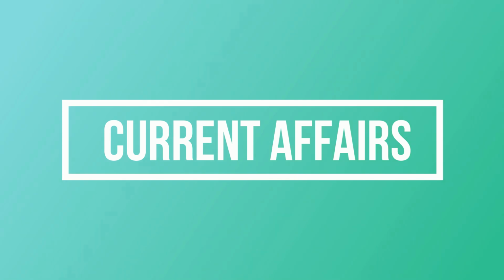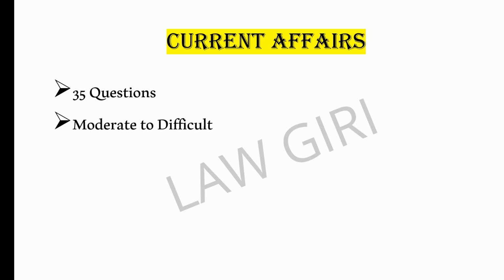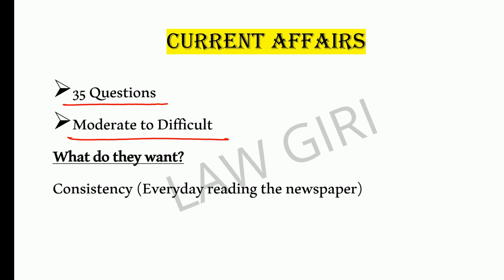Current affairs. So current affairs, 35 questions were there. Moderate to difficult, I would say. Yes, current affairs was difficult, but there were questions that were doable. What is CLAT wanting from you? What do they want? CLAT consortium चाहता क्या है भाई? They want consistency. They want consistency from you. They want to test you: are you reading the newspaper every day or not?